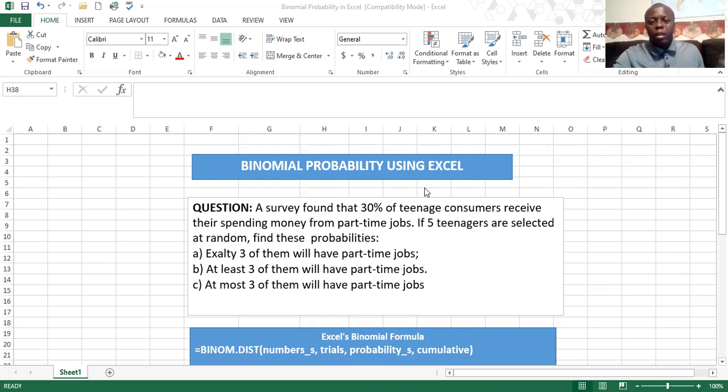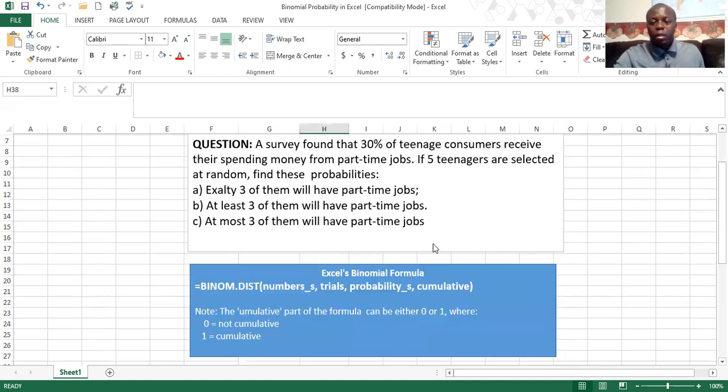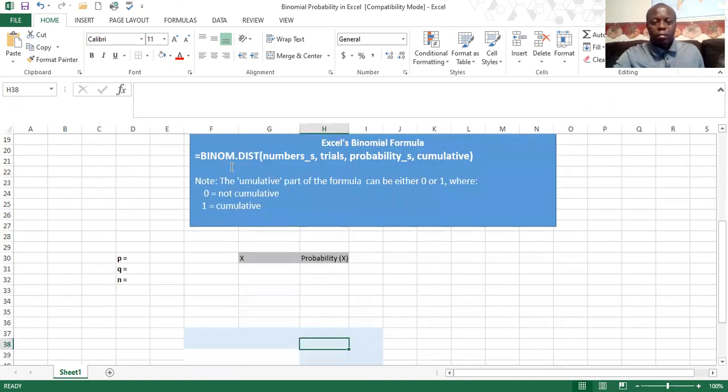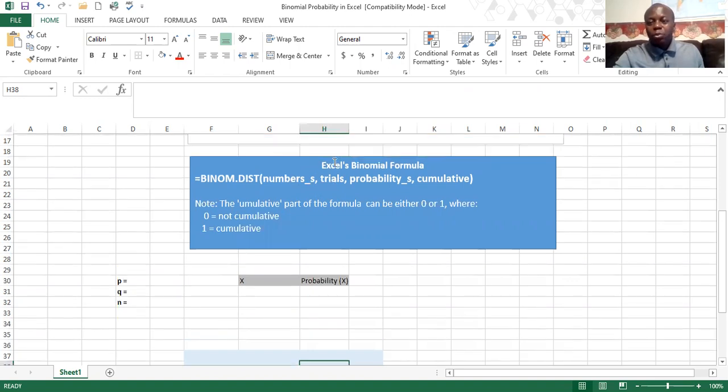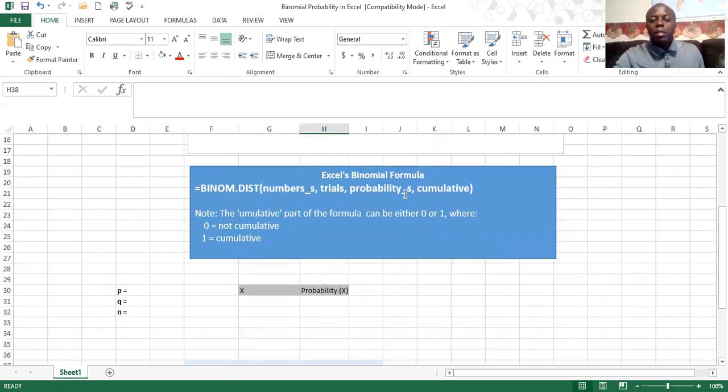So to use binomial probability in Excel, we need this formula here. BINOM.DIST, where number_s represents the x in the probability formula. Then we have trials, I have 5 of them, so number of trials. Probability here means probability of success. Then cumulative: I'll use 0 for non-cumulative and 1 for cumulative.